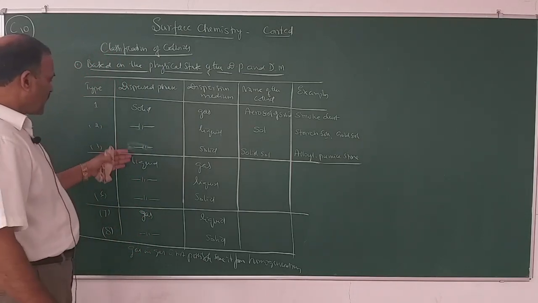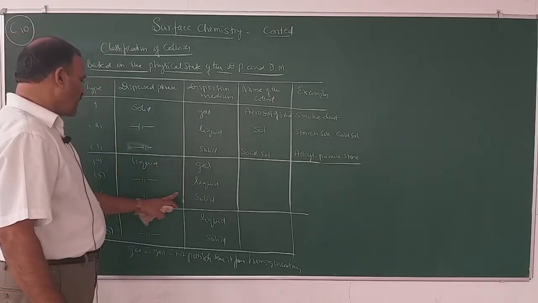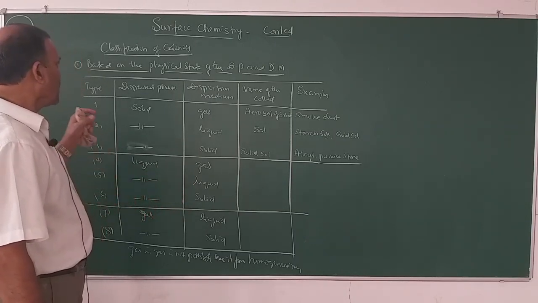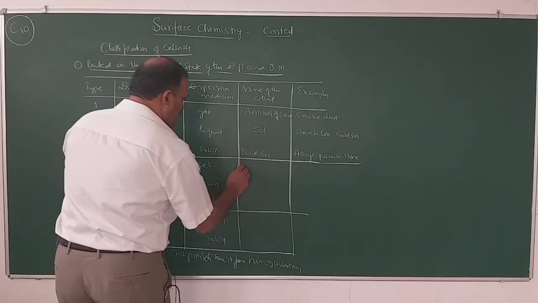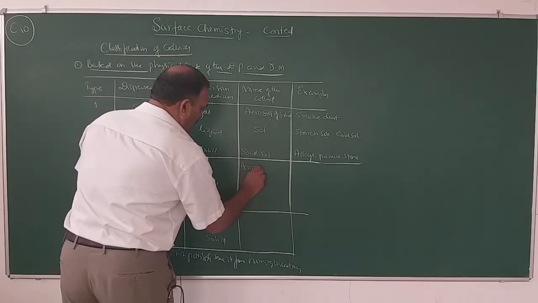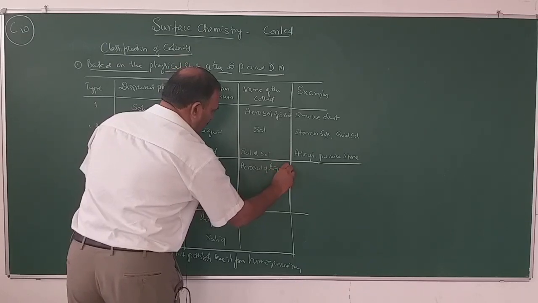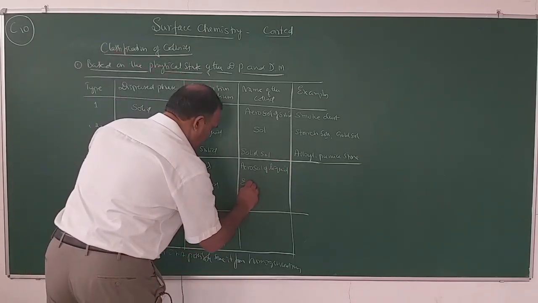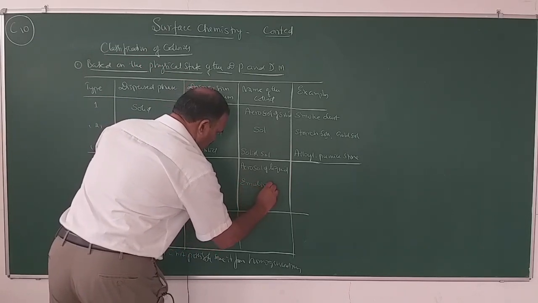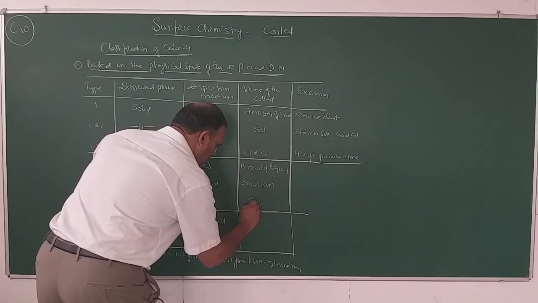And then coming to the next 3 types: liquid in gas, liquid in liquid, liquid in solid. So liquid in gas is also called as aerosol of liquid. Liquid in liquid is emulsion. Liquid in solid is called gel.